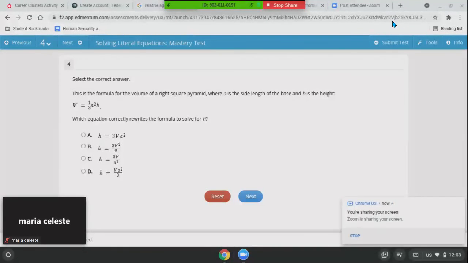So they give us this confusing looking formula: V equals 1/3 times a to the second times h. And then, which equation correctly rewrites the formula to solve for h? So basically what it's asking us to do is solve for h, and then it should match up with just one of those options below.